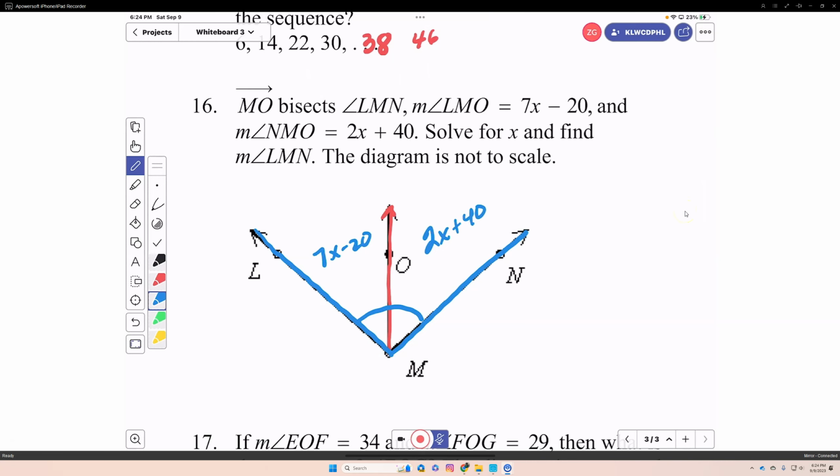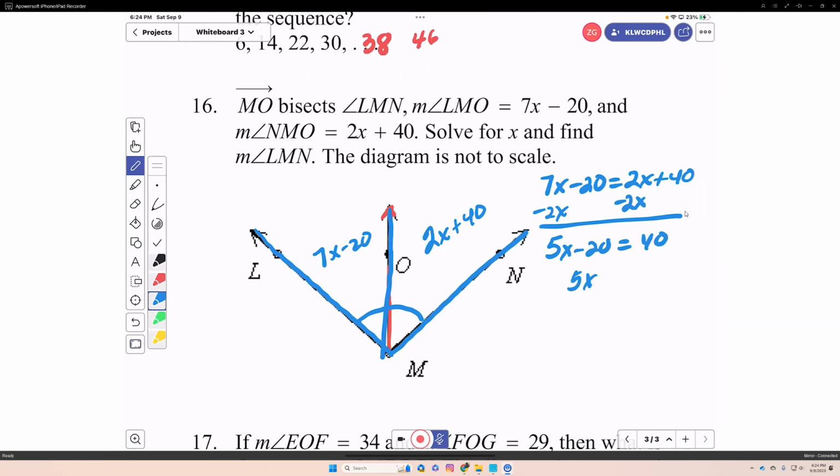So how do we solve for x? Well, we know that the two smaller angles are the same because this ray is going to bisect the angle. So the two smaller angles are going to equal each other. So we have 7x minus 20 equals 2x plus 40. The first part of the question is we have to solve for x. So we're going to subtract 2x from both sides. So we have 5x minus 20 equals 40.